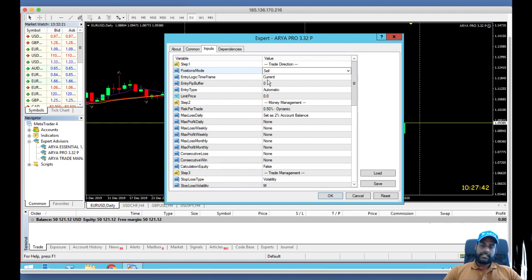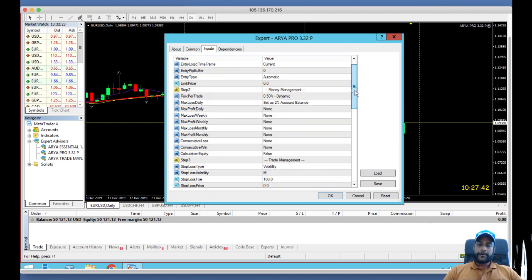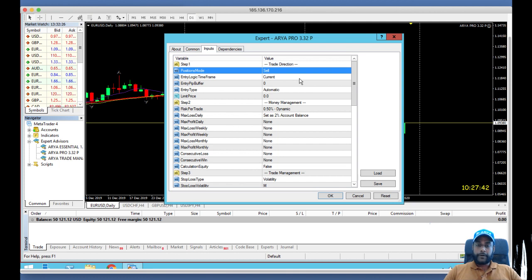I click on sell. The entry logic time frame is the time frame where ARYA will find and execute your trade. So basically, if you put, for example, current here, ARYA will find a selling point on the euro dollar on a daily basis. So she will have to analyze the market on a daily basis, and she will use daily candles to find a selling opportunity.